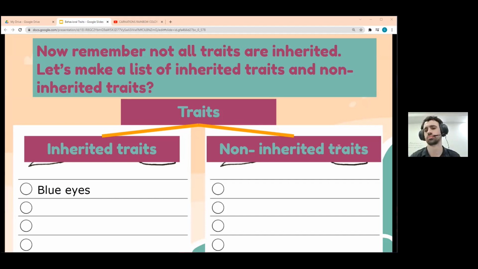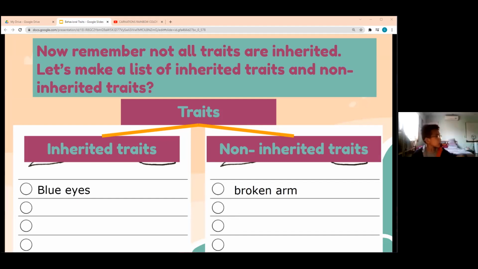Maybe you have a broken arm. A broken arm. Very good. Okay. You do not inherit that from your parent, but that's from or caused by your environment. Okay. Good job, Sam.